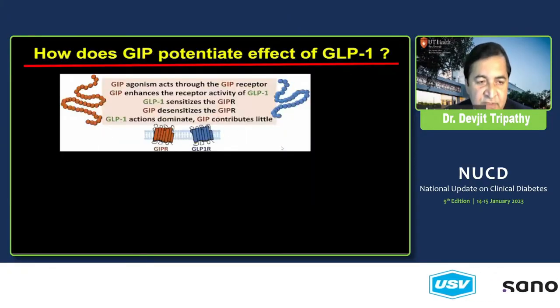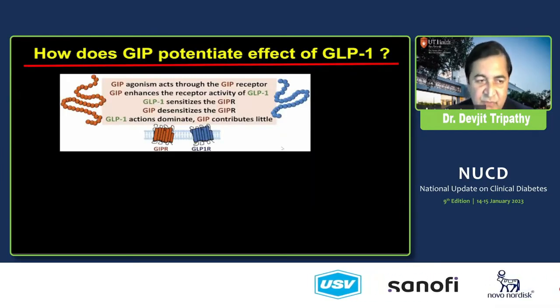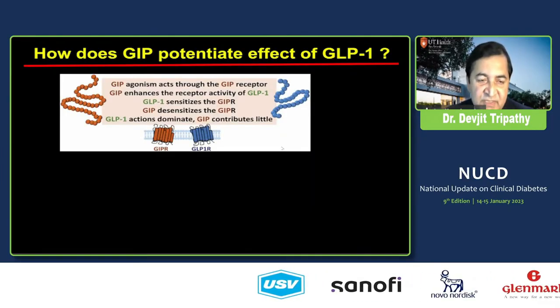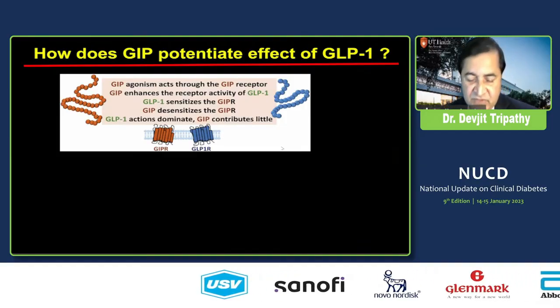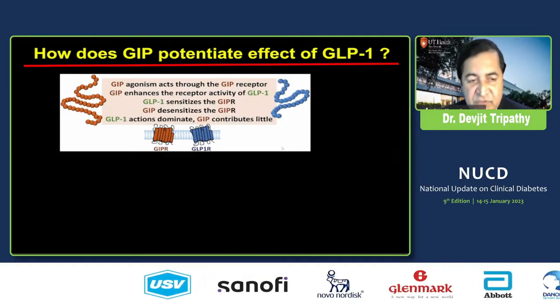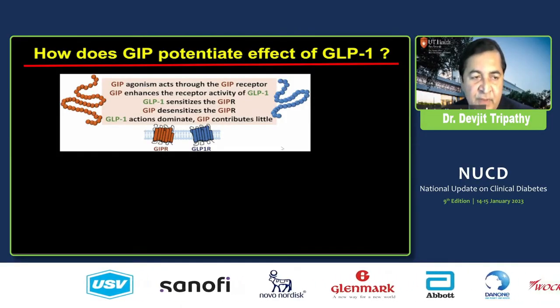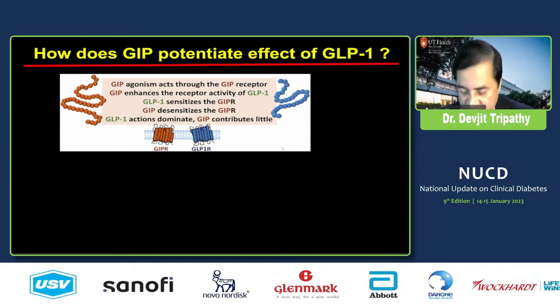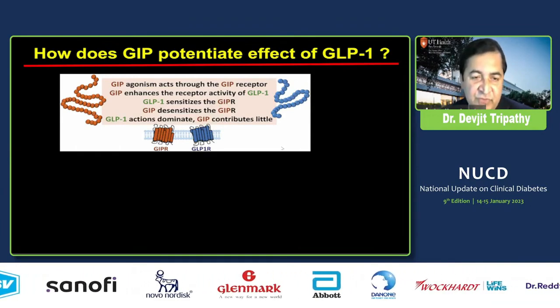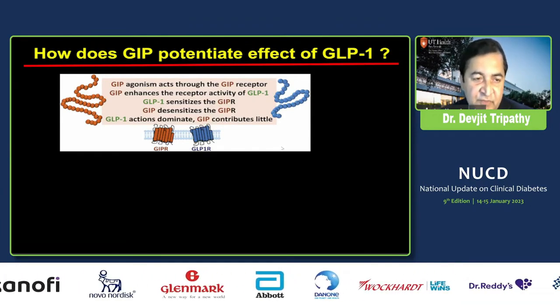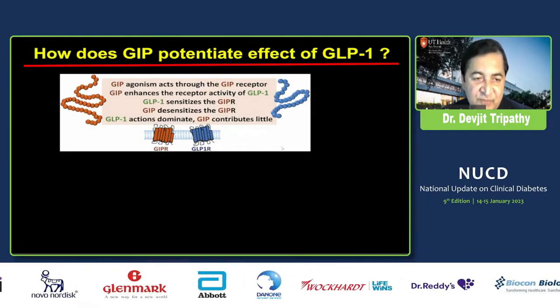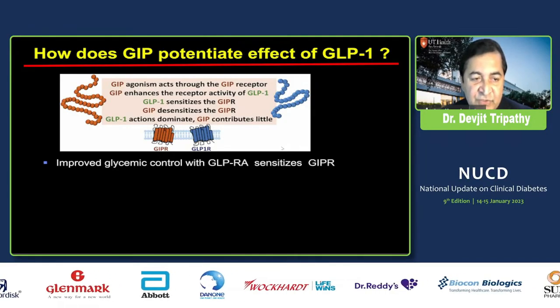So how does this drug work? How is it so potent compared to other GLP-1s? There are several theories. Nothing has been tested in humans yet regarding the mechanism of action of this drug. Animal models do not always translate to humans. One theory is that GIP agonism adds to GLP-1, so there's an additive effect of GIP. Another theory is GIP enhances the effect of GLP-1.